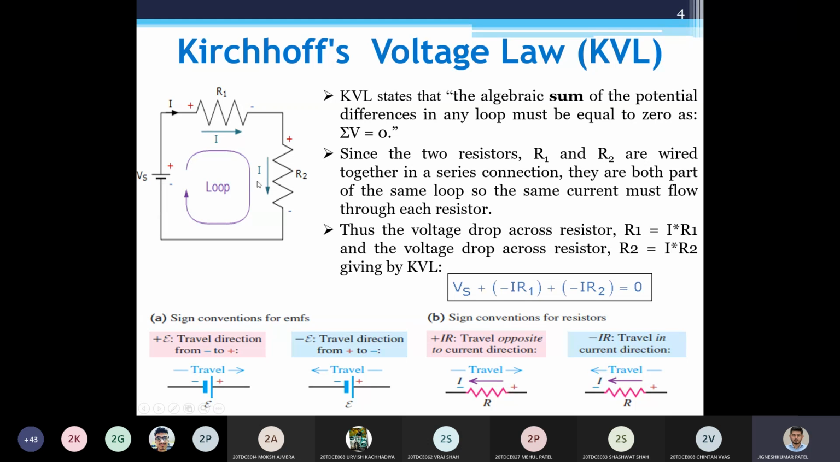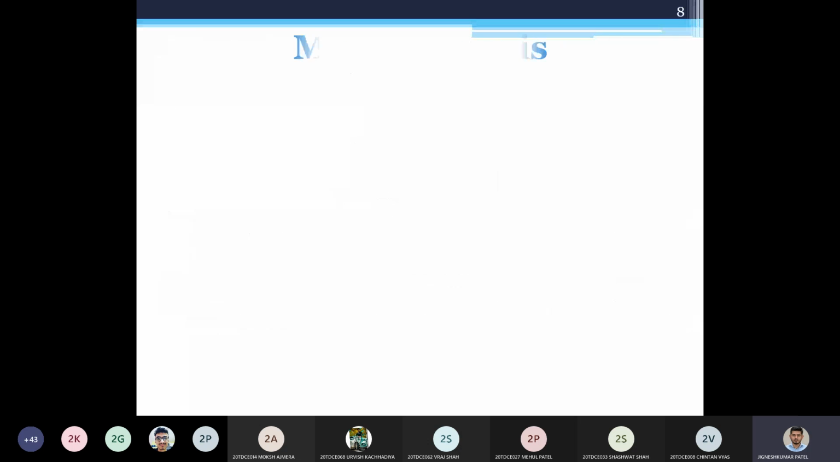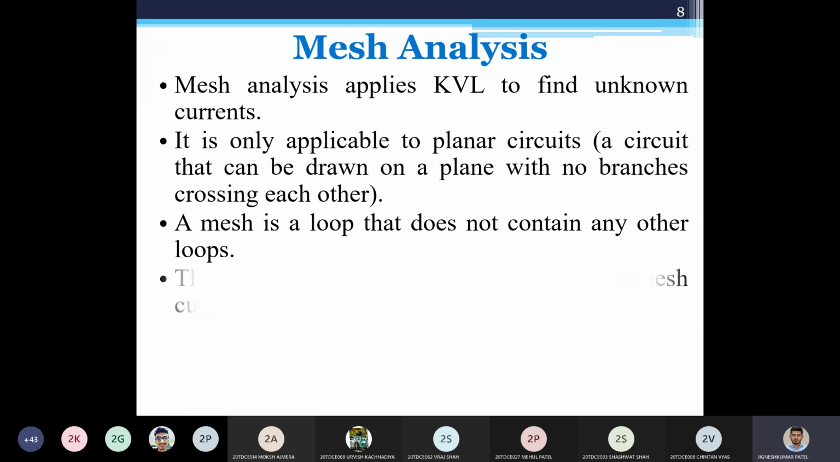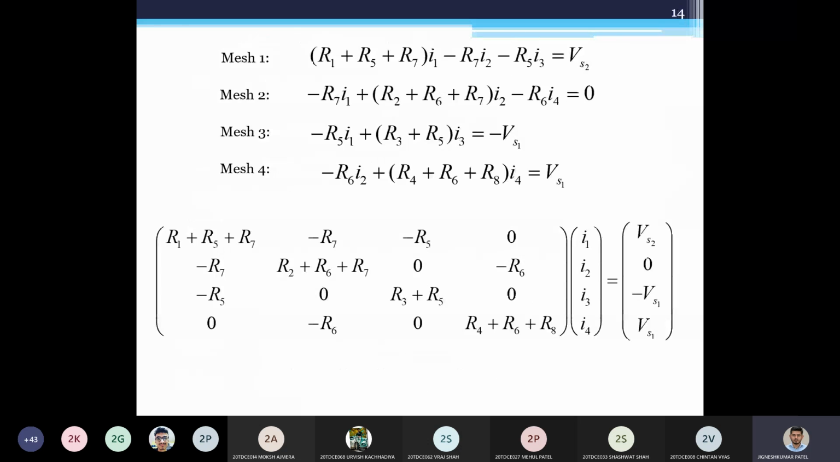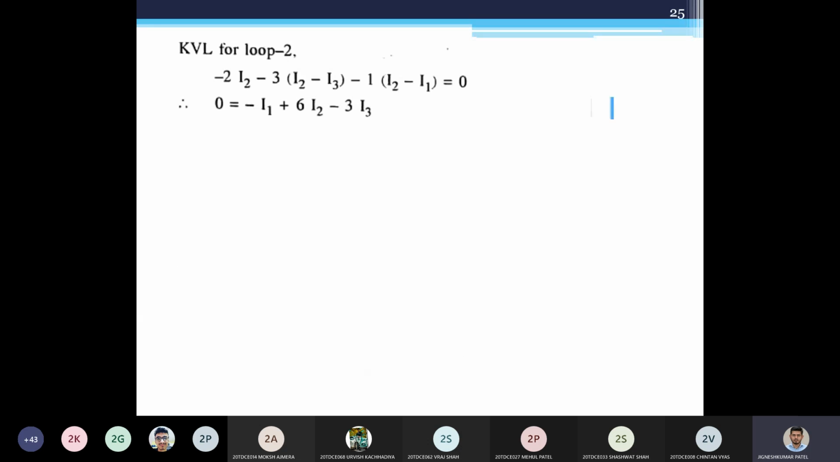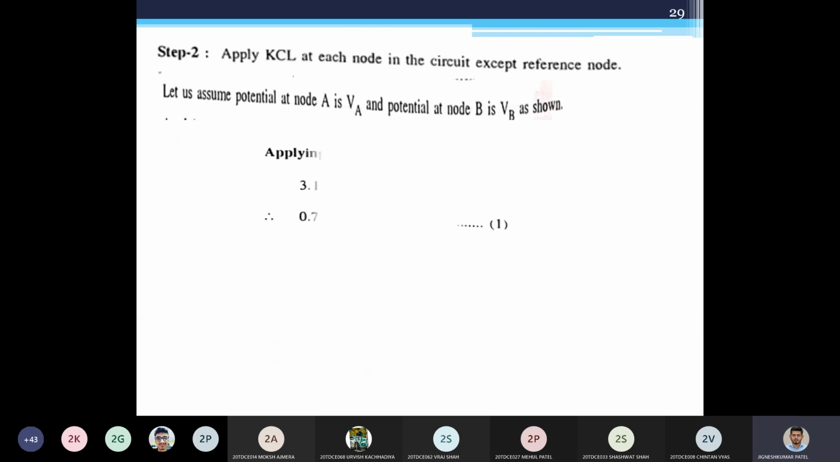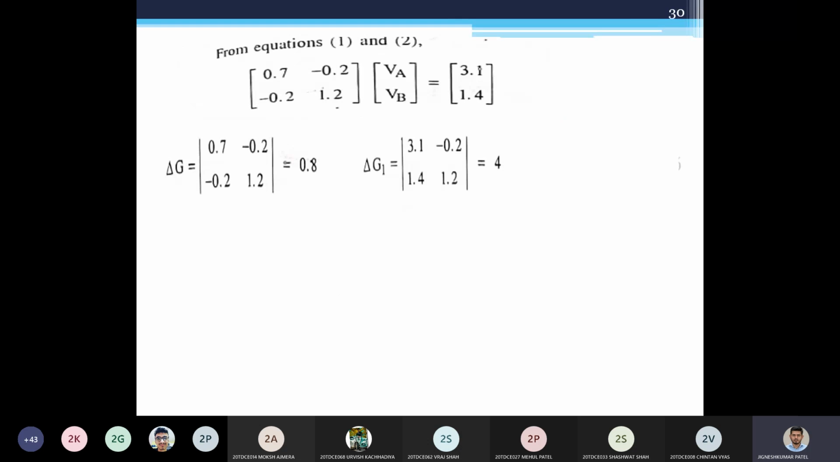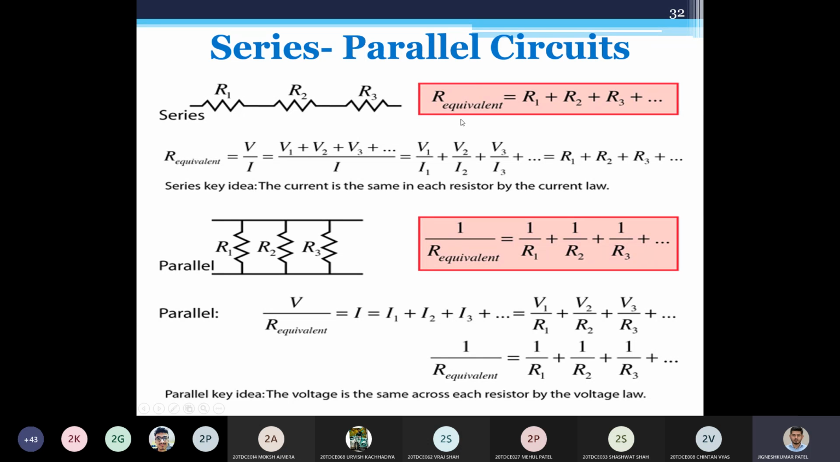Now, based on this KCL and KVL, we are going to have two different analyses, mesh analysis and nodal analysis, to solve various problems. But before we start that, let's go ahead with series parallel. We have covered series parallel in that same lecture, and in series parallel we derived two equations. Basically, that's how you find the equivalent resistance R.